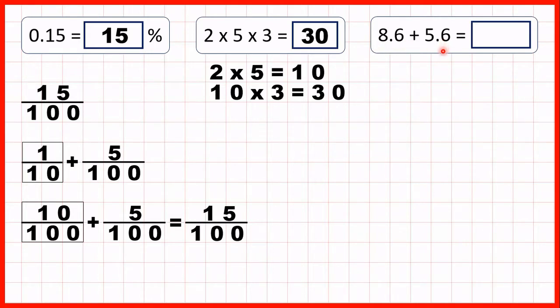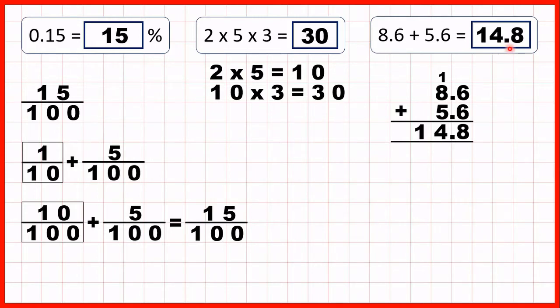8.6 plus 5.6. We can set this out as a column addition. We need to make sure that we have the decimal points lined up, and then, so that we don't forget, we can copy the decimal point down into our answer straight away. Now we just add as we normally would. So 6 plus 6 is 12, so 1, 2, and 1 plus 8 plus 5 is 14. So our answer is 14.8.